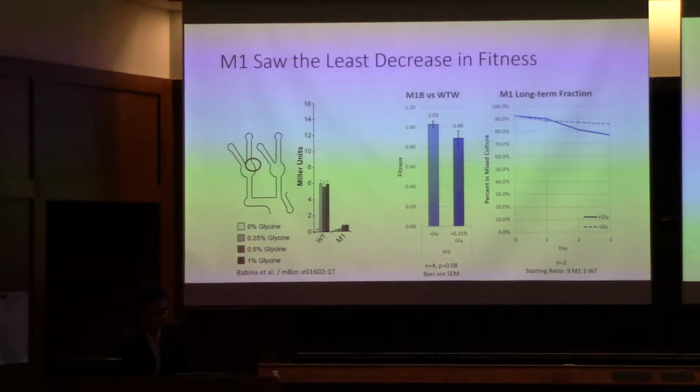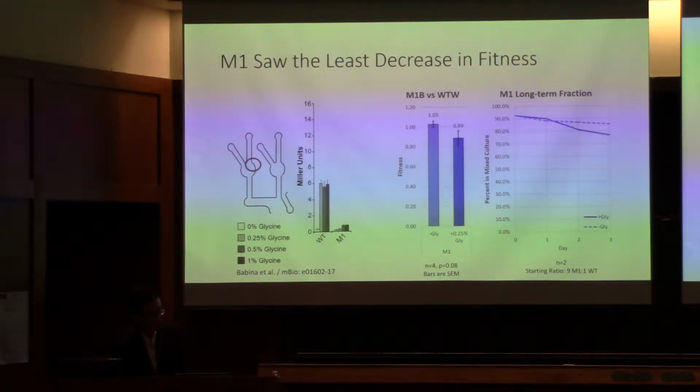M1 sees the least decrease in fitness. But one interesting thing is that if you look at the in vivo activity of the switch, M1 greatly decreases in activity. The fold is about 12-fold decrease in activity, but if we look at the fitness, it did not decrease by much at all. Still close to 1 relative to other strains that I'll be showing you.